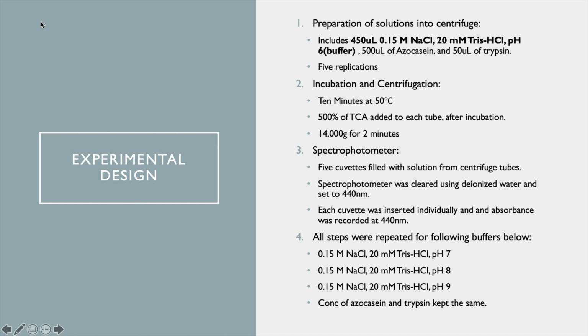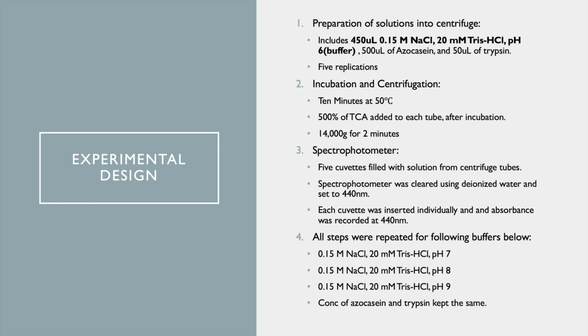After incubation, 500 microliters of 10% TCA was inserted into each of the tubes and mixed. The tubes were centrifuged for 2 minutes at 14,000 g. The liquid portion of the centrifuge tubes was inserted into 4 separate cuvettes. Once the cuvettes were prepared, the spectrophotometer was cleared using deionized water and set at 440 nanometers. Each of the cuvettes was inserted into the spectrophotometer individually, and the absorbance was recorded for each of them at 440 nanometers.